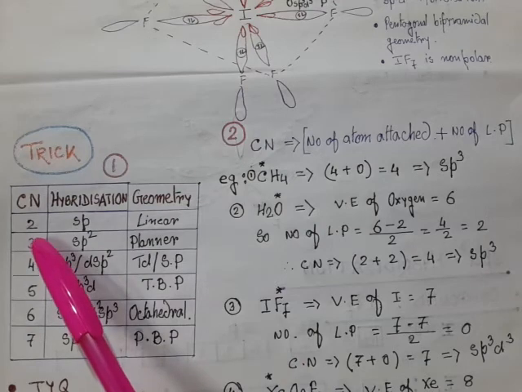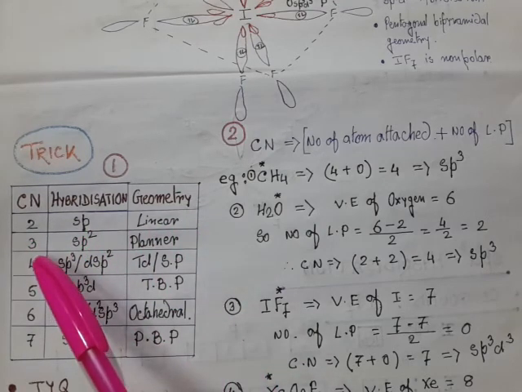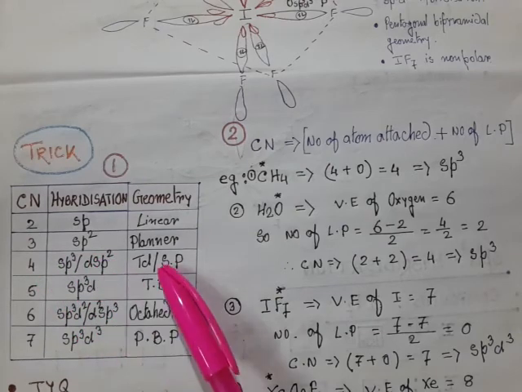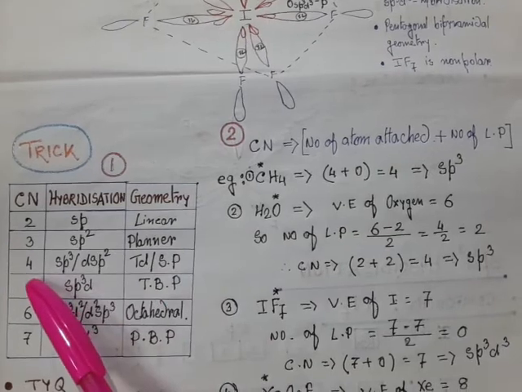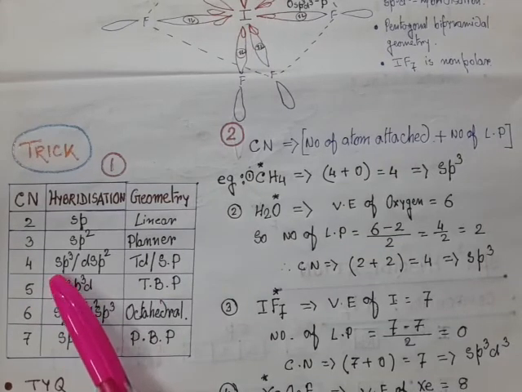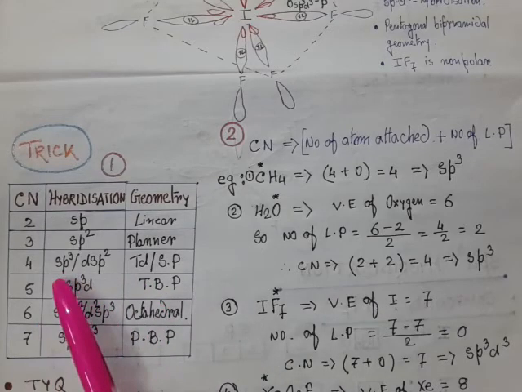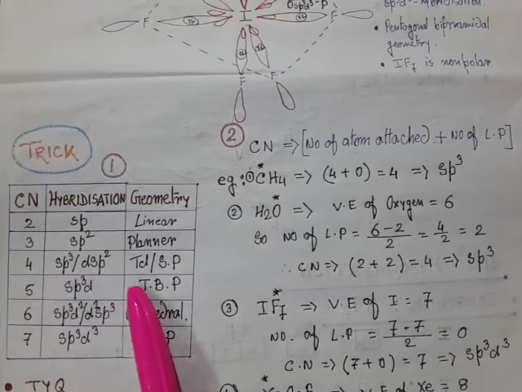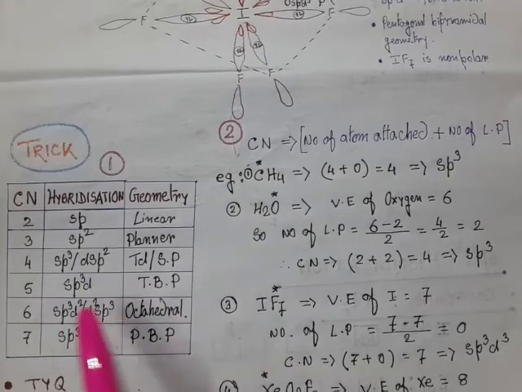As I told earlier, if the coordination number is 2, hybridization sp, geometry is linear. Coordination number 3, hybridization sp2, geometry is planar or triangular planar. Coordination number 4, hybridization sp3, dsp2 we will discuss later as I told you. If you have sp3 hybridization, it is tetrahedral geometry. If you have dsp2 hybridization, it is square planar geometry.